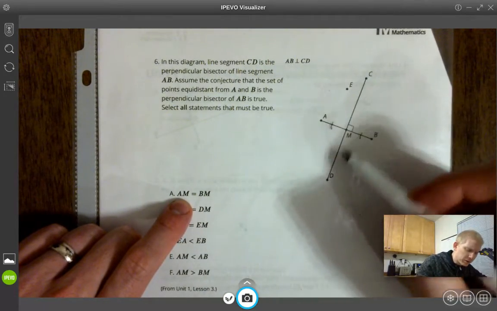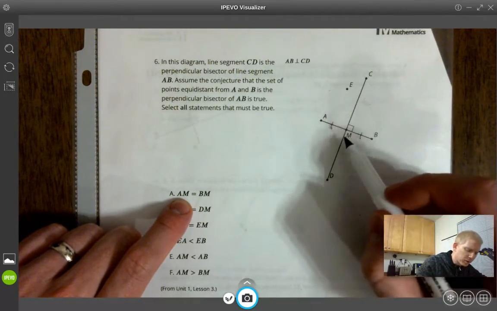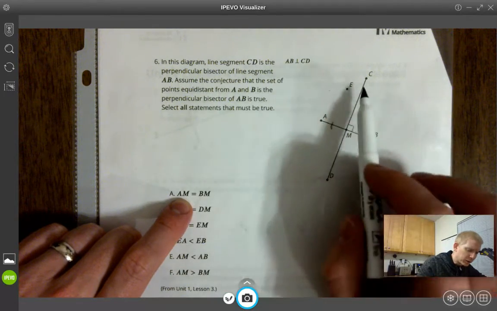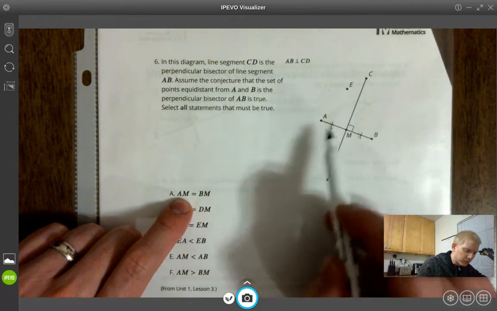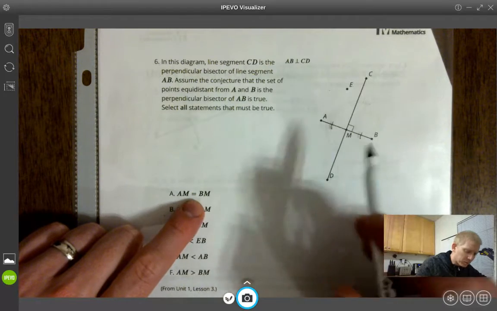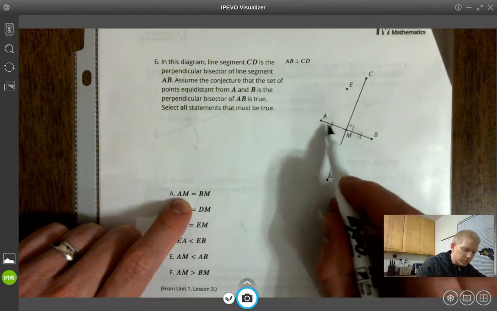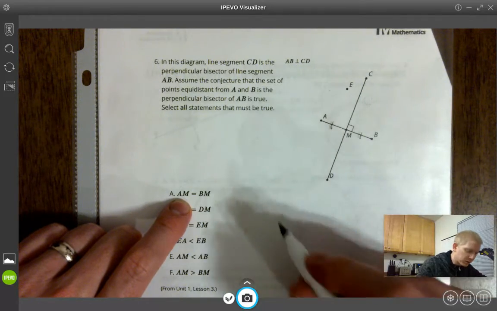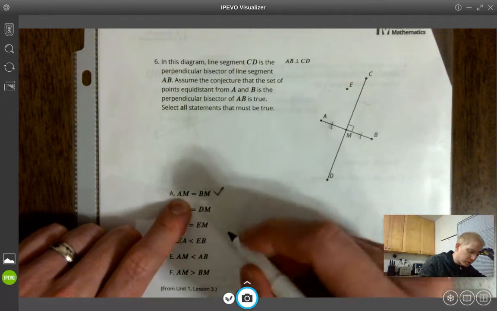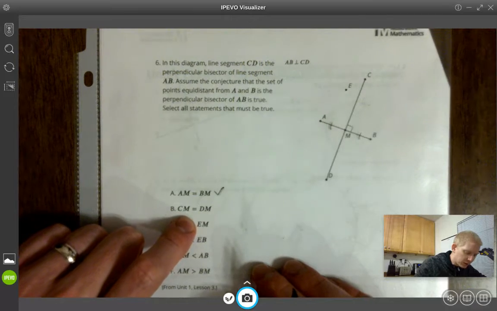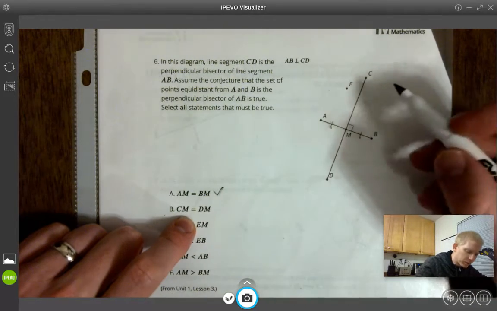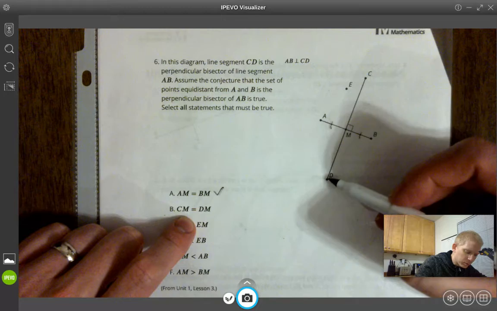Okay, so if this is a perpendicular bisector, that means every point on this line is the same distance away from A and B at the same time. That means point M right here in the middle is the same distance away from A and B at the same time. So that would make this a true statement. CM equals DM. Okay, so CM equals DM.